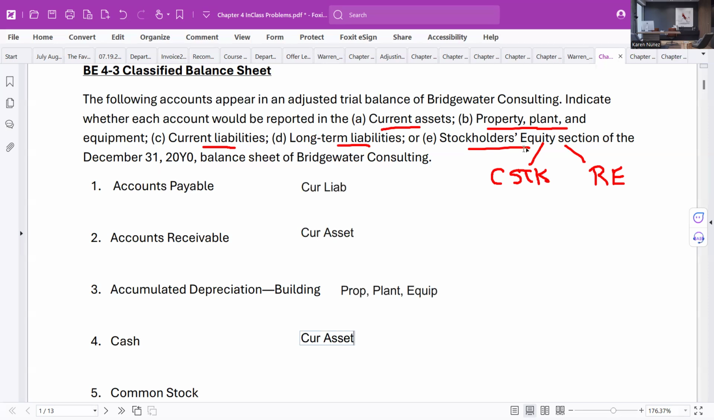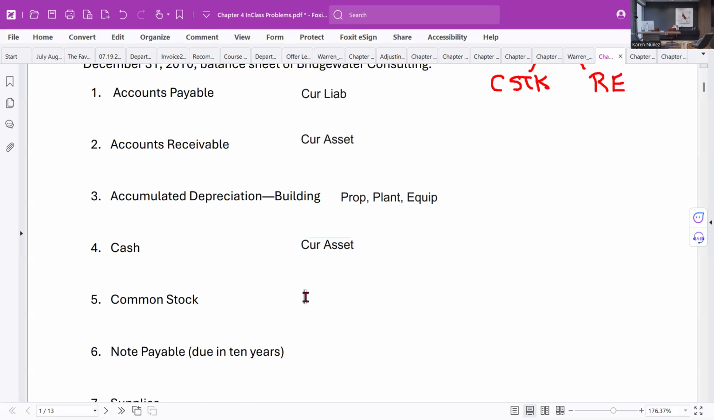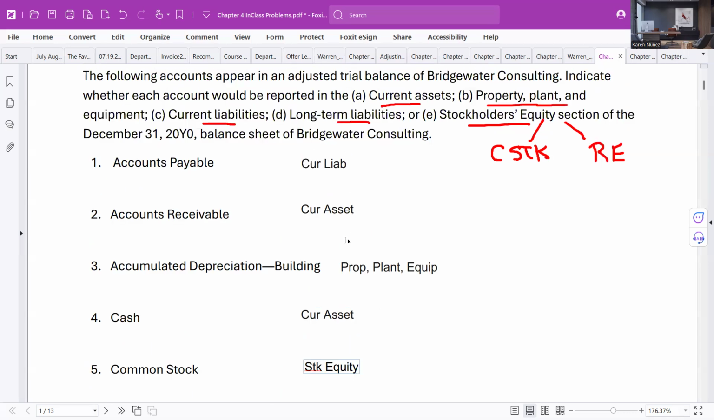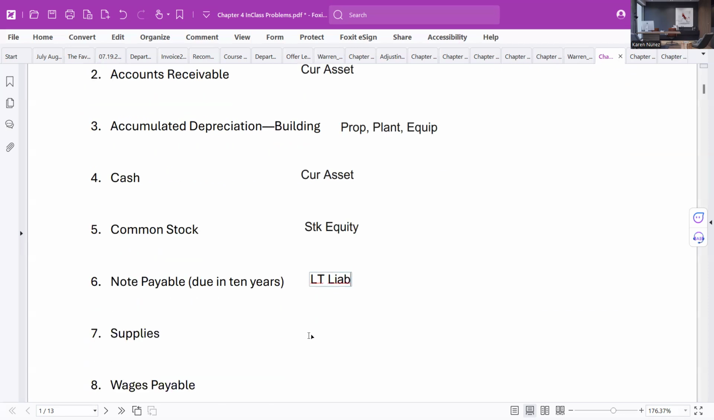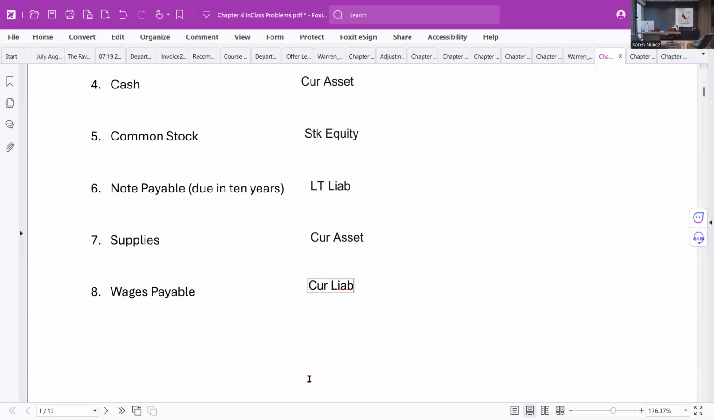Common stock is going to be here in the stockholders' equity section. Notes payable due in 10 years is an example of one of those long-term liabilities, a liability that's not due for 10 years. Supplies is a current asset. And wages payable, well, we certainly have to pay our wages within a year, so that's going to be a current liability. And that's it, just those 8 line items. Then we'll have an opportunity to actually prepare our balance sheet a little bit later.